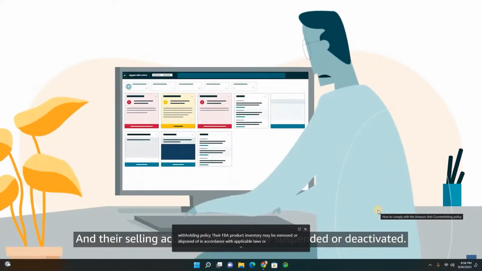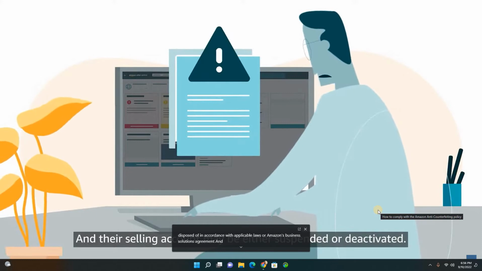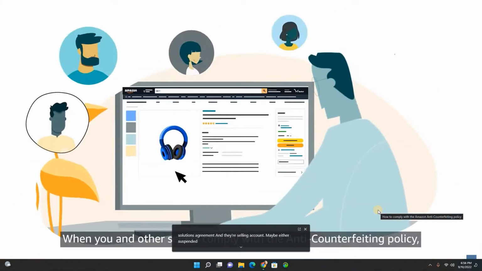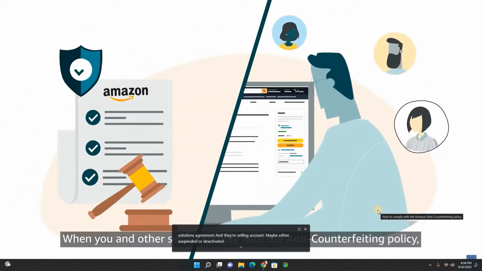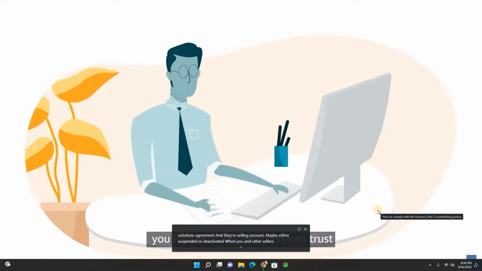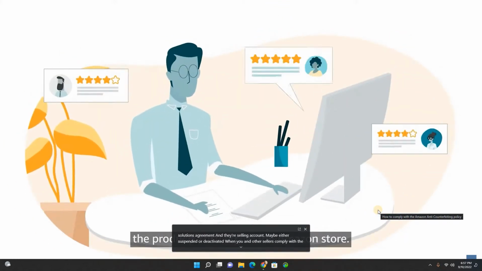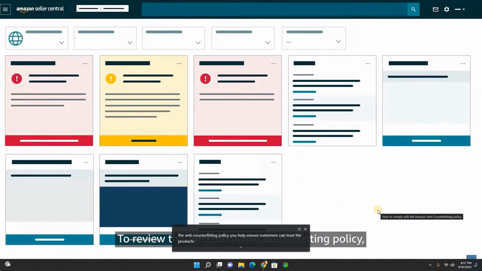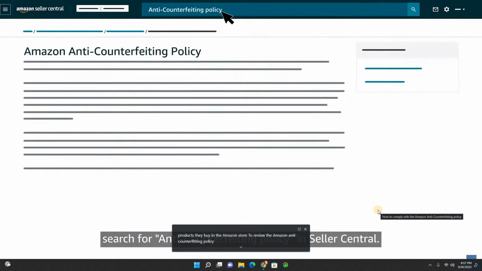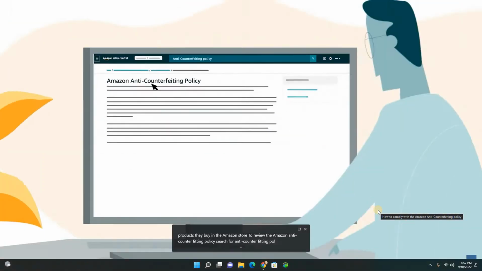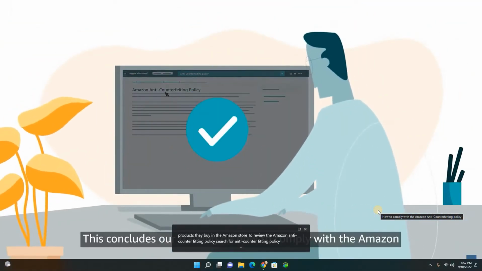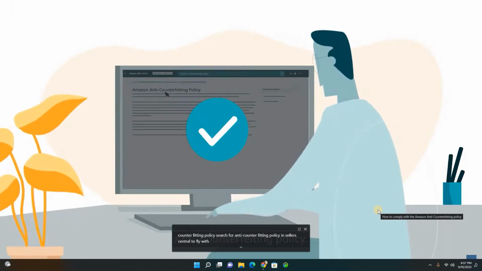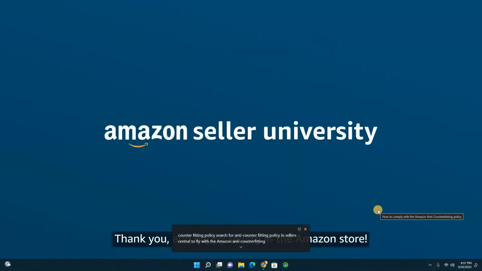And their reseller selling account may be suspended or deactivated. When you comply with the anti-counterfeiting policy, you help ensure customers can trust the products they buy in the Amazon store. To review the Amazon anti-counterfeiting policy, search for anti-counterfeiting policy in Seller Central. This concludes our training on how to comply with the Amazon anti-counterfeiting policy. Thank you.